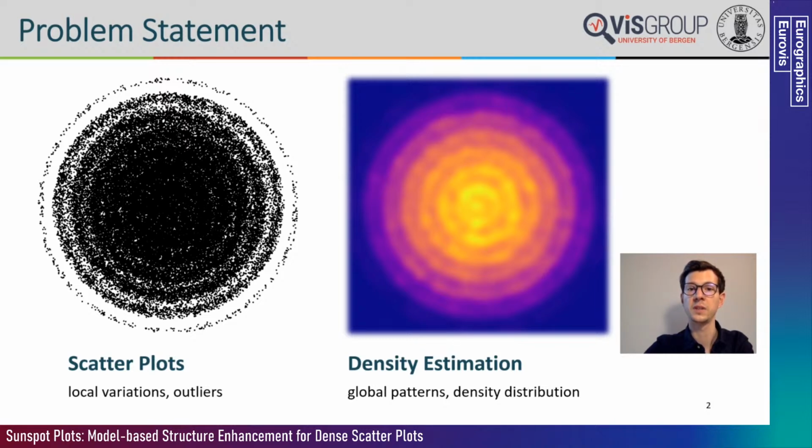Our goal was a novel technique that communicates dense data as a continuous data distribution, while preserving the discrete nature of data samples in sparsely populated areas, so-called sunspot plots. We therefore started our research by exploring related and inspiring work that is already out there.